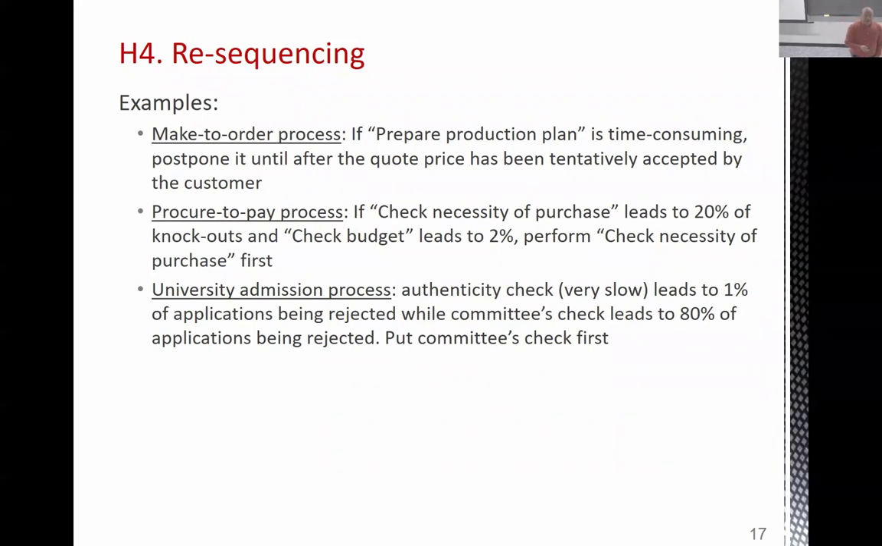I think you are going to get this case study of the University of Tartu admission process around 2012 as one of the exercises in your lab sessions later today. There are a lot of other things that can be improved in that process, of course, and that were improved subsequently around 2016, 2017.